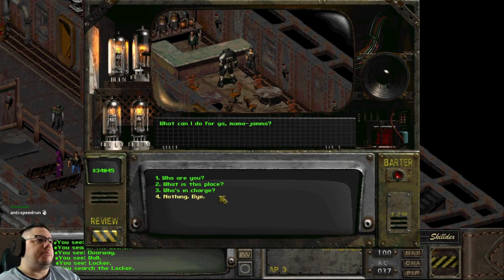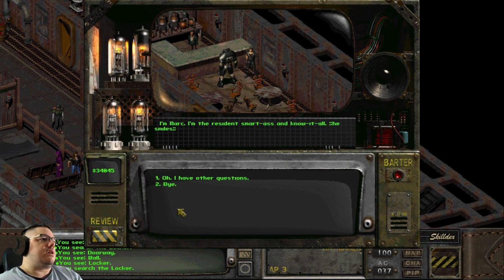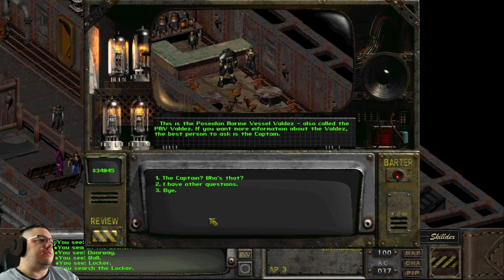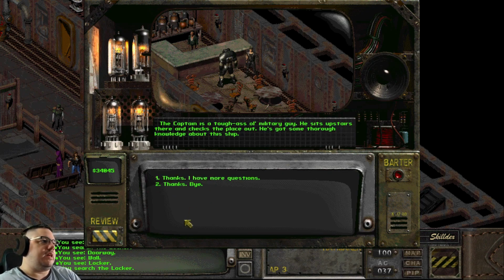What can I do for you, Mamba Jamma? Who are you? I'm Mark. I'm the resident smartass and know-it-all. He smiles. Oh, I have other questions. What is this place? This is the Poseidon Marine Vessel Valdez, also called the PMV Valdez. If you want more information about the Valdez, the best person to ask is the captain. Who's that? The captain is a tough-ass old military guy. He sits upstairs there and checks the place out.